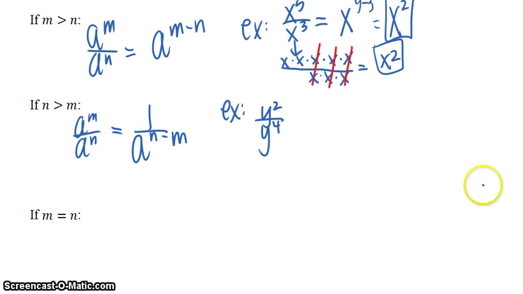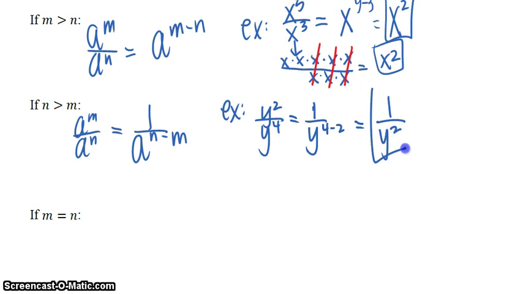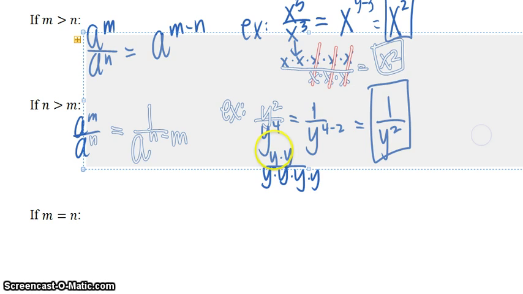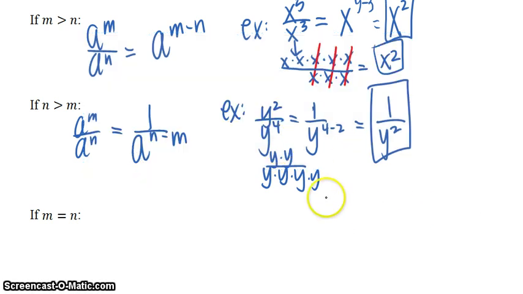Okay, so I'm going to say that's the same as 1 over y, and then I'm going to say 4 minus 2, because I do n, which is the bottom one, minus m. So that gives me 1 over y squared. That's my answer. Again, another way to think about that, y times y over y times y times y times y, that is y squared over y to the fourth, and I can cancel those out, and I am left with 1 over y squared. Same thing.